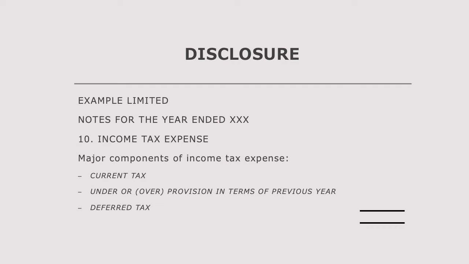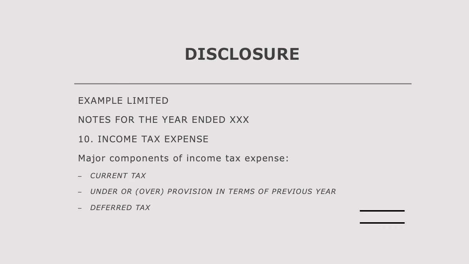So those three main components that make up the income tax expense for a year would be your current tax, if you have an under or over provision in terms of your income tax paid in the previous year, and then your deferred tax movement.